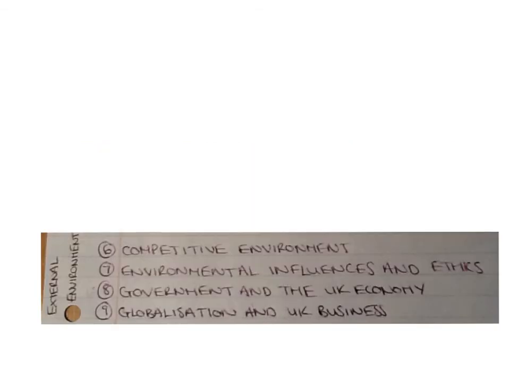Right, last section is the external environment section. You can see 6 through 9 in terms of the topics. First thing we're going to look at very briefly is competitive environment. So you need to be aware of moving from perfect competition through to a monopoly and the effect that has on consumer choice, the effect that has on the price we pay as customers, the effect that perfect competition would have on how efficient companies have to be, because in a monopoly there's only one company, so they can charge as much as they want.